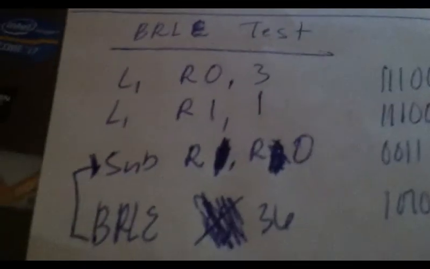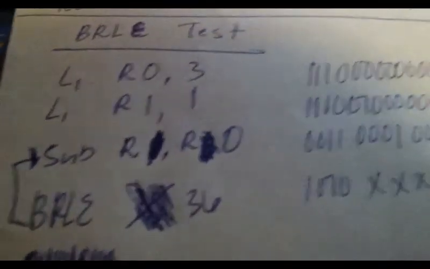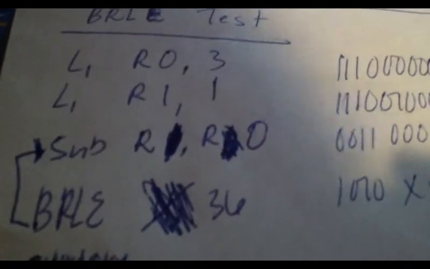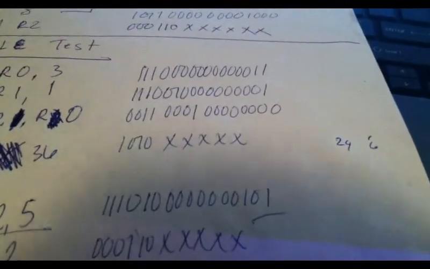So first I'm just going to load 3 into R0, and I'm going to load 1 into R1. Then, sorry for the poor handwriting, I'm going to subtract R1 from R0. Since 1 is less than 3, in theory it should branch less than, and it's going to branch to address 36 right there. After that it's going to load from address 36. The instruction is to load 5 into register 2, and then it's going to output. Here is the binary that corresponds to the MIF file, and it's done, so let's program it.